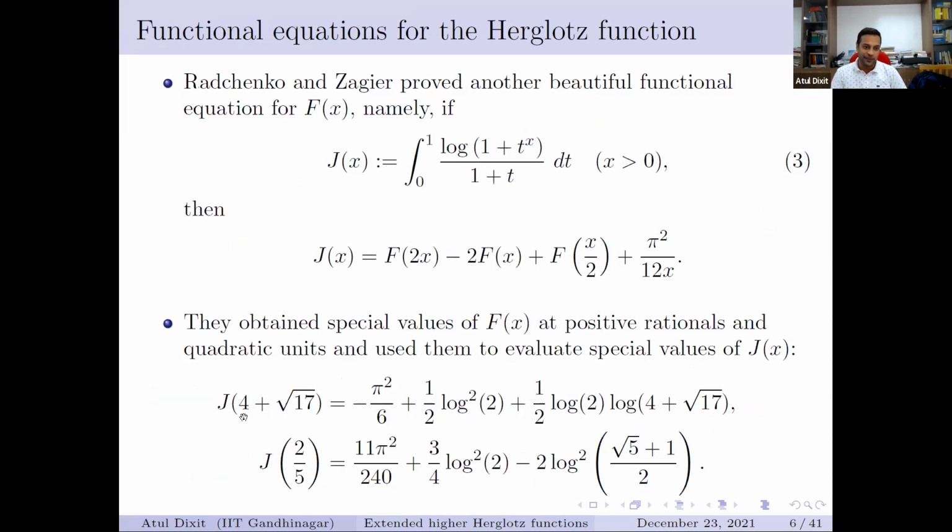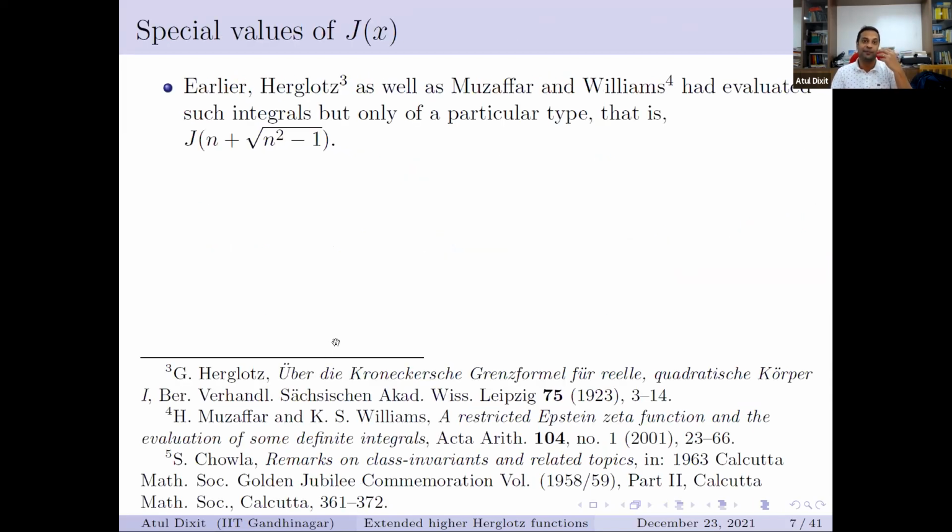But look at the previous page, it's 4 plus root 17. So something of that kind was not something which would be tackled by these techniques in algebraic number theory. But now this analytic means actually allows us to evaluate not only at other quadratic units other than the ones of this form, but also at rational numbers. So that's a beautiful thing.